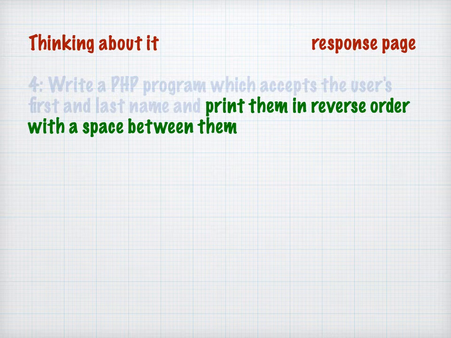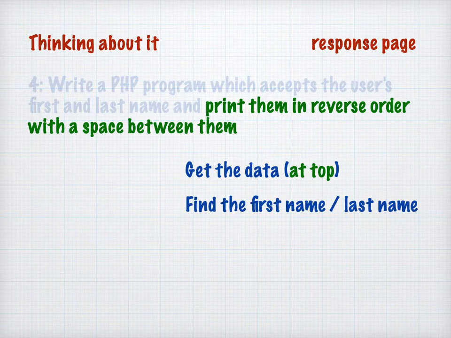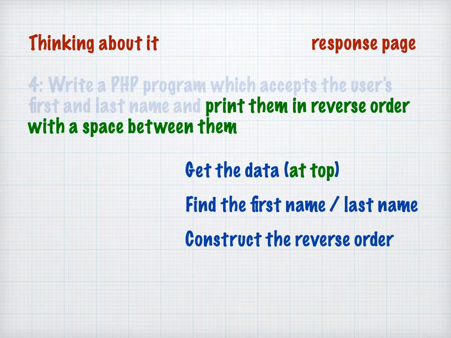Now, with this simple example, what are we going to do? Well, we want to get the data at the top of the code. We're going to get the first name and the last name. Once we've got the first name and the last name, we can reverse the order and then we can print it out. So I'm taking that top level, high level description of what we're going to do, and I'm trying to break it down into smaller steps. And here I've got 4 steps.